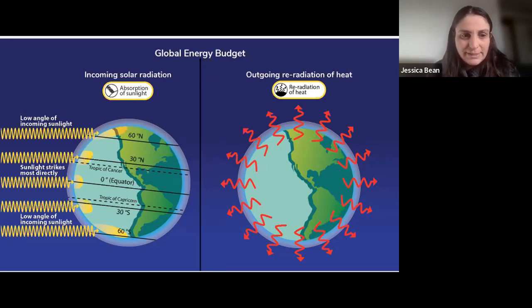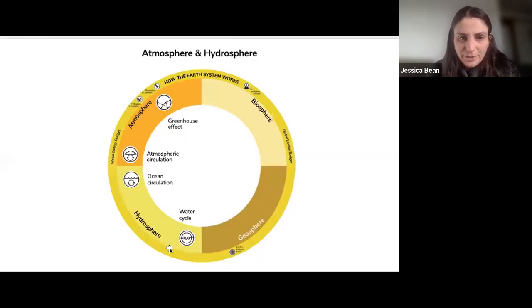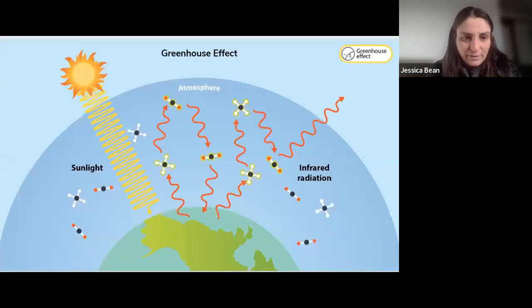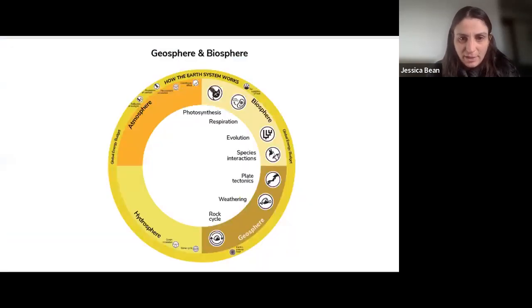What does that mean? And then if we want to turn our attention to the atmosphere and the hydrosphere, again, I've already mentioned the water cycle as one of those big ongoing processes, but also atmosphere and ocean circulation, which we know are very much related, and of course, the greenhouse effect. Again, supporting resources and diagrams to help you unpack these concepts.